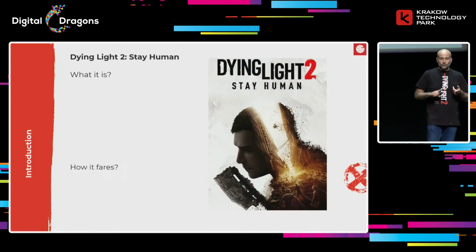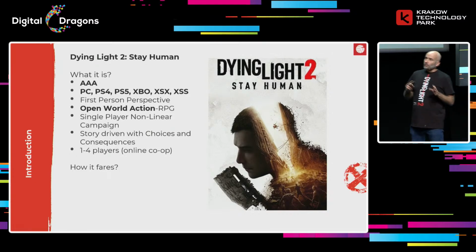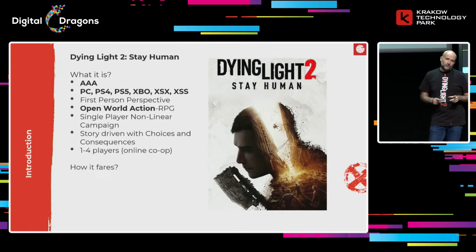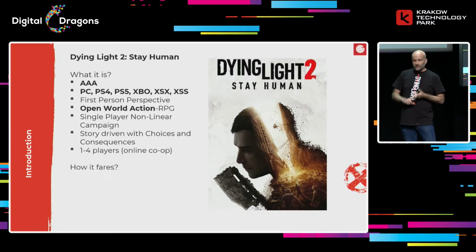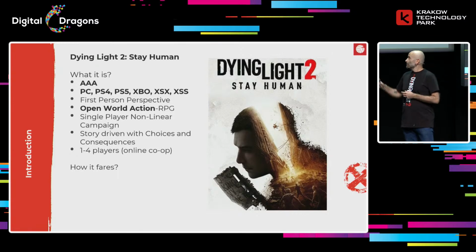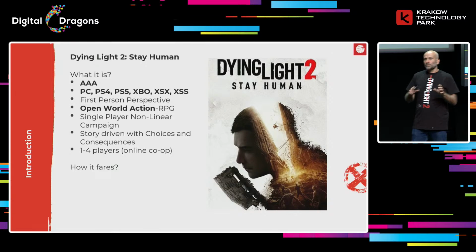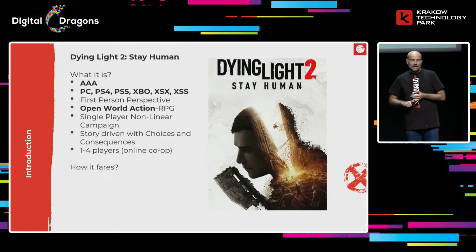Dying Light 2 Stay Human, what it is. So it's a AAA game. It has been released on all possible platforms, bar Switch, which is coming. It's a first-person perspective game. It's an open-world action RPG. I have bolded open-world and action because this defines the game. It's open world, it's action with bits of RPG.